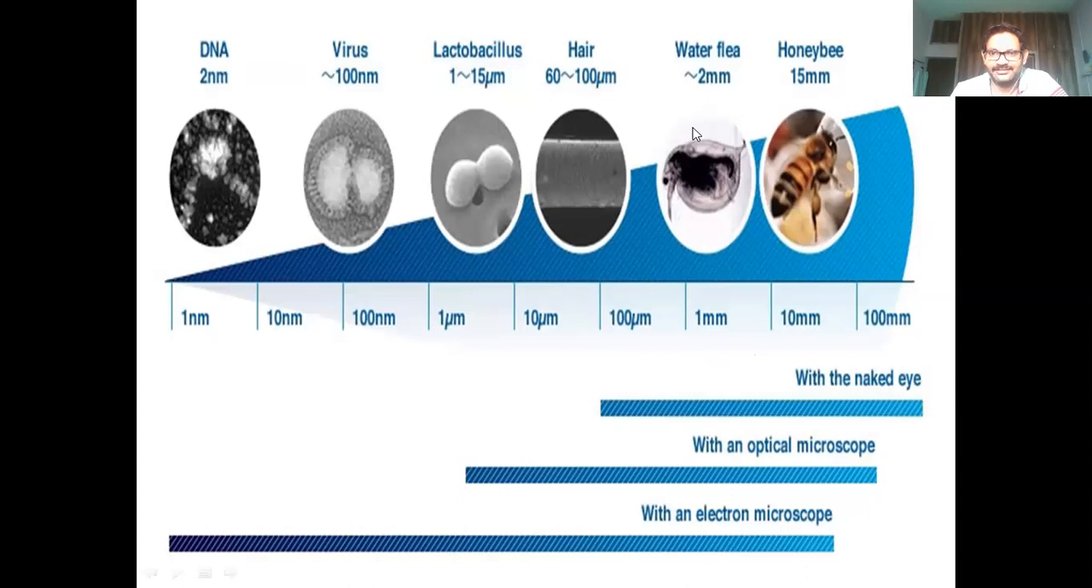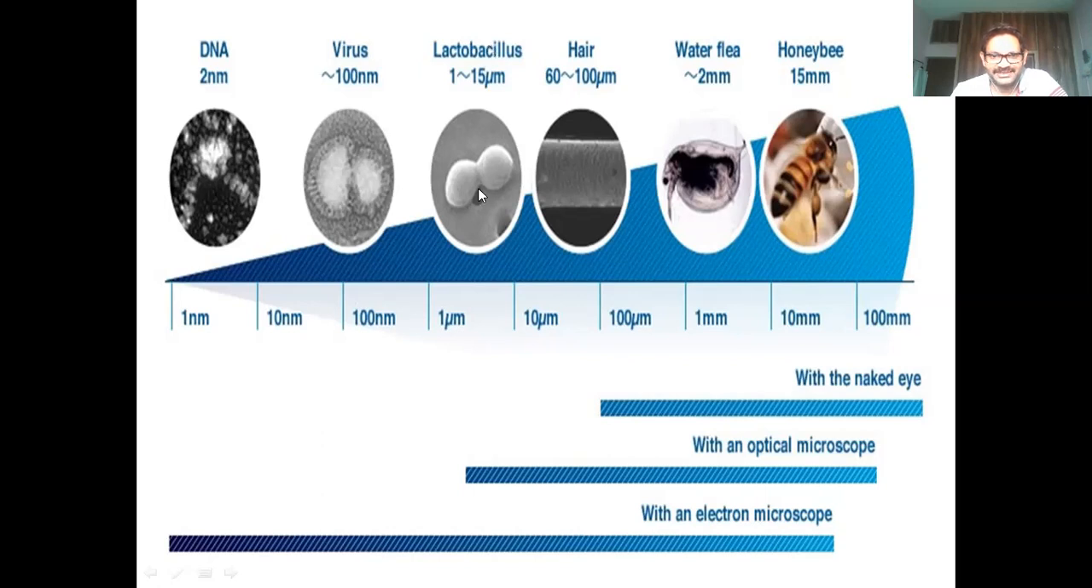So hair, water fleas, and honeybees we can see. This is the 10 mm size. This is the 1 mm size, and the 100 micrometers is what the human eye can see. Less than that we cannot see.